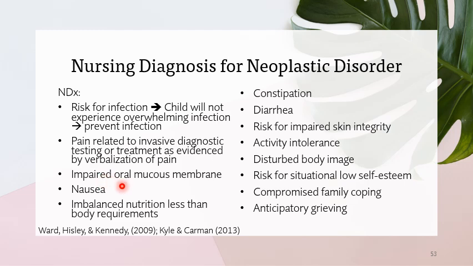They will have impaired oral mucous membrane, nausea, imbalanced nutrition because they just don't want to eat, constipation, diarrhea, risk for impaired skin integrity, activity intolerance, disturbed body image because they lost all their hair, and sometimes also risk for situational low self-esteem, compromised family coping, and anticipatory grieving. So these are the nursing diagnoses that we can use to take care of our patients.